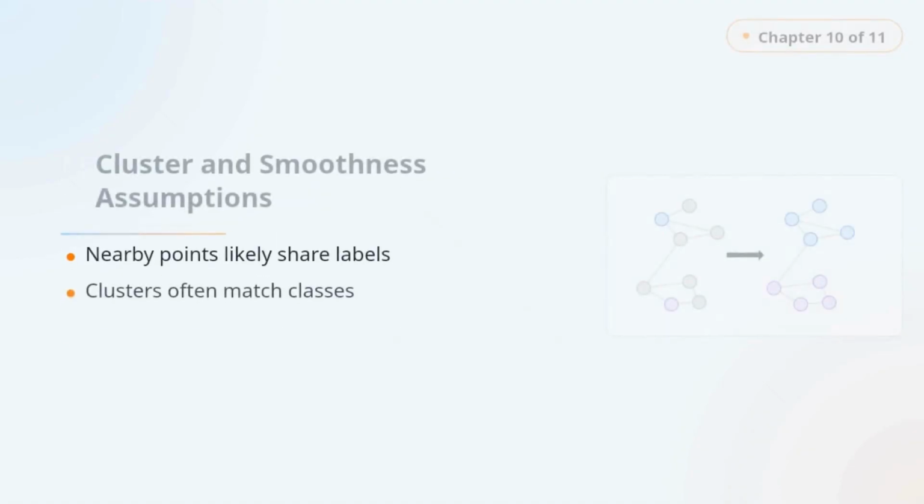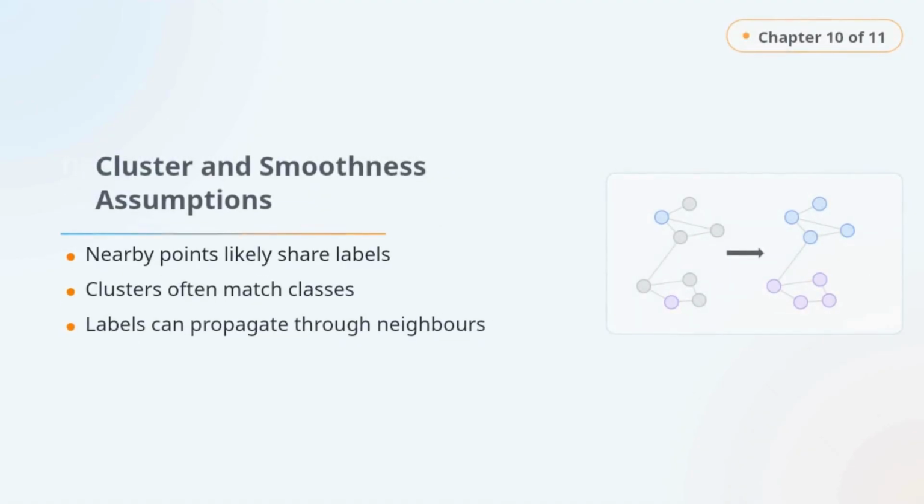Two important assumptions drive many semi-supervised methods. First, the cluster assumption says points in the same cluster likely belong to the same class. Second, the smoothness assumption says nearby points should have similar labels. This is powerful because a label from one point can effectively spread through nearby unlabeled points, helping the model infer structure beyond the small label set.